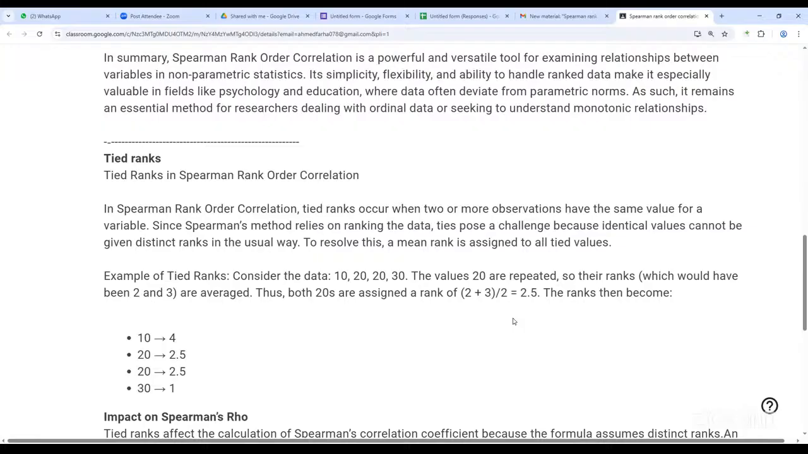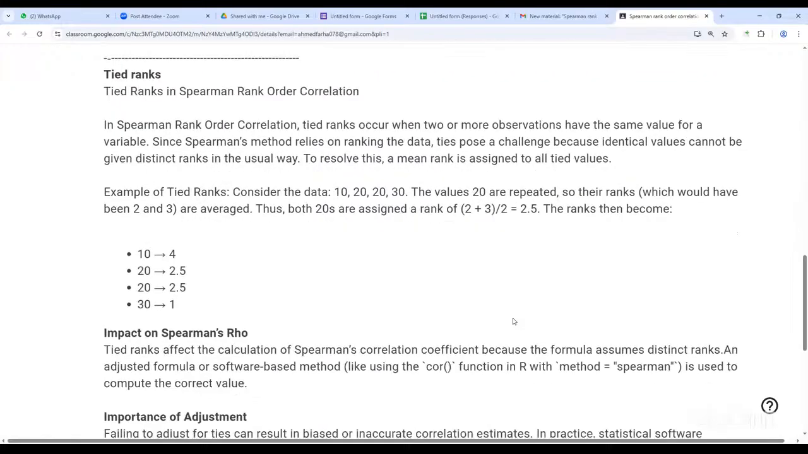Now, who can start? Who can read? Okay, Prachi, please read tied ranks. Yes, sir.